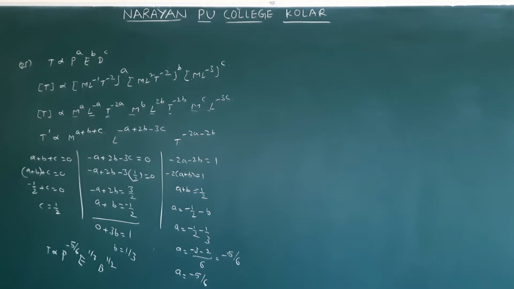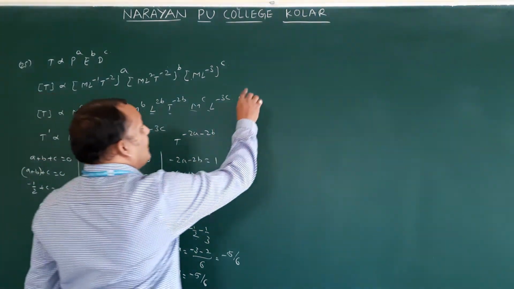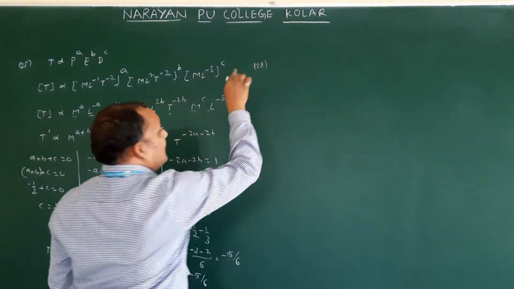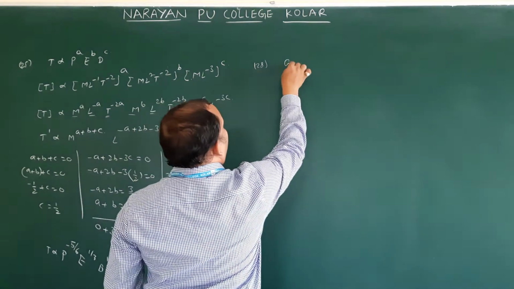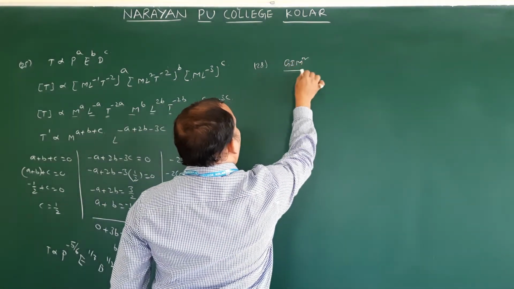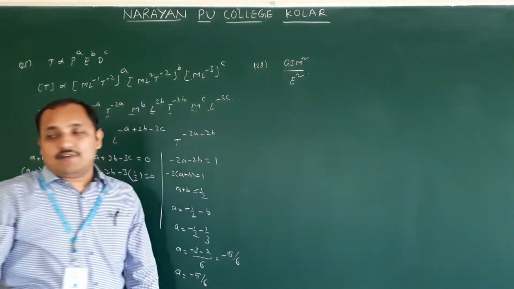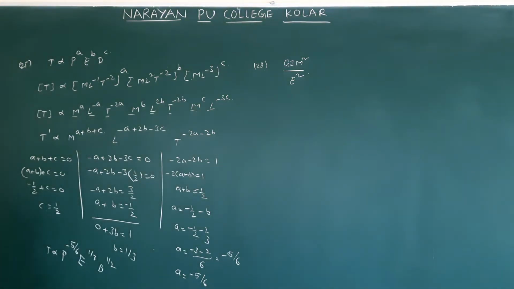28, only one physical quantity you don't know. So just type integration, I will solve. Just how to solve the question. Okay. So G I m square by E square. G I m square by E square.